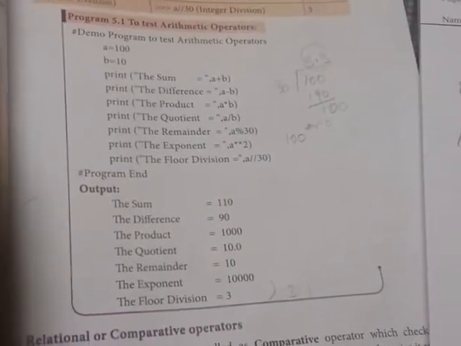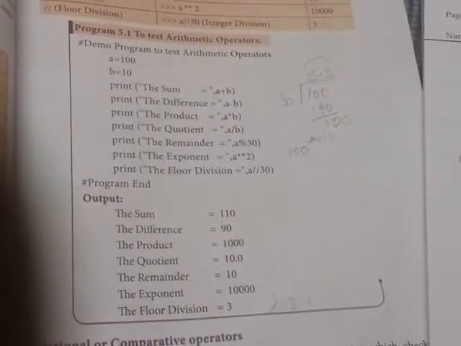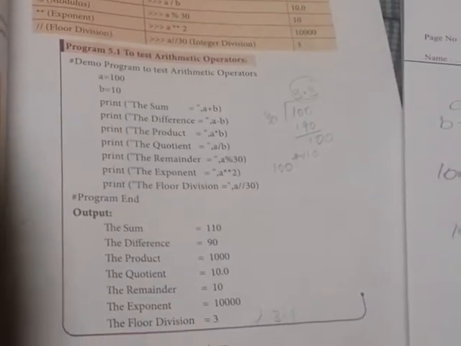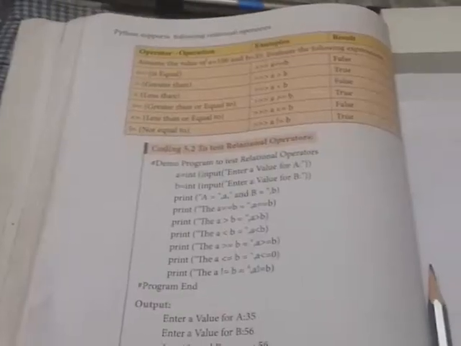So this is the example for arithmetic operators. The value of A equal to 100, value of B equal to 10. Here we discussed the arithmetic operators: addition, subtraction, multiplication, division, modulus, exponent and floor division. These are the symbols for Python.